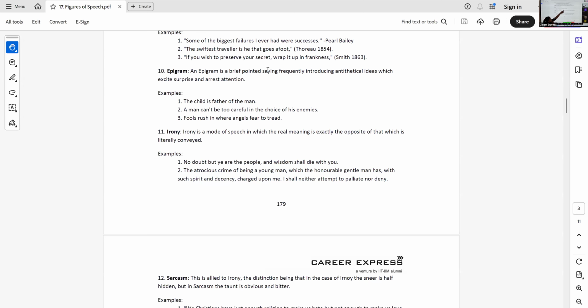A saying introducing antithetical ideas. If they're antithetical, obviously they will surprise, because antithesis is meant to surprise. That is understood. A man can't be too careful in the choice of his enemies. Fools rush in where angels fear to tread. This is a very often quoted saying.